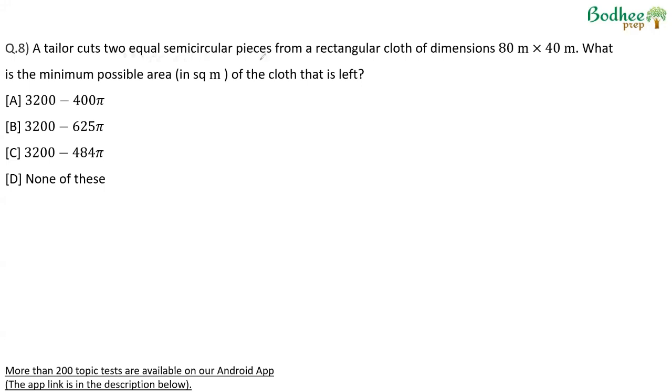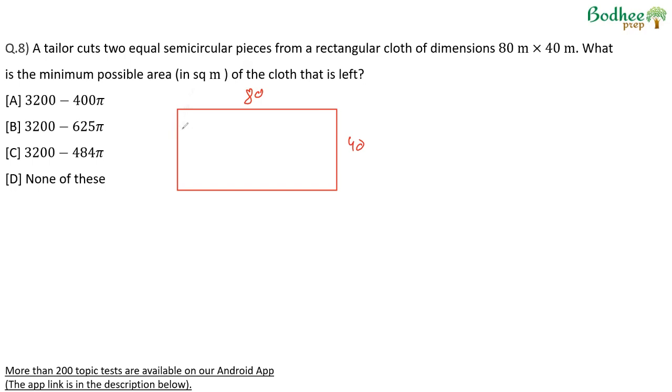A tailor cuts two equal semicircle pieces from a rectangular cloth of 40 by 80. Something like this. Now, from here, two semicircles are to be cut. This length here is 80. This length is 40. We want the minimum possible area of the cloth left.